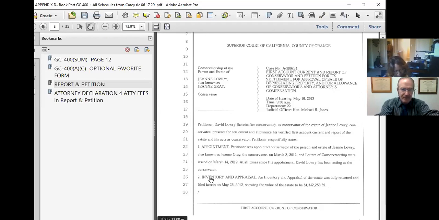So you state my inventory and appraisal was returned. Now, if you never sent it to a probate referee, you won't say was returned, but you would just say was filed. So what date you filed it with the court. And it showed a value of the estate, and that's the total value that's on the bottom line. So that's the total of the cash assets and the non-cash assets. So you're telling them what the total was.